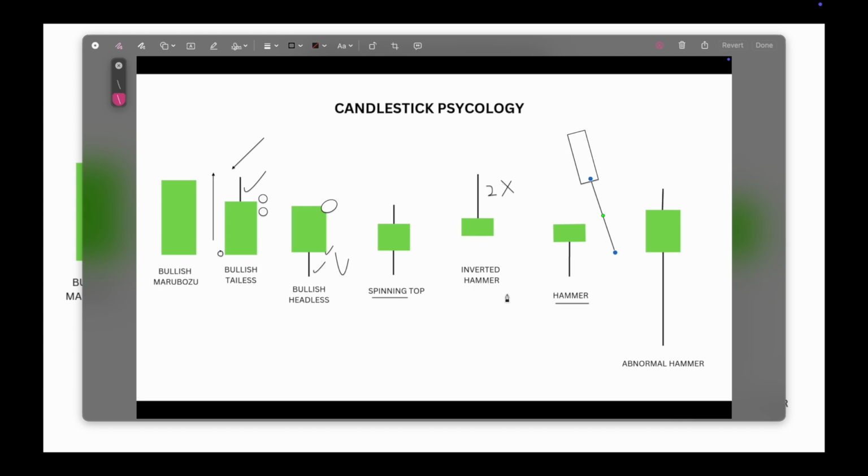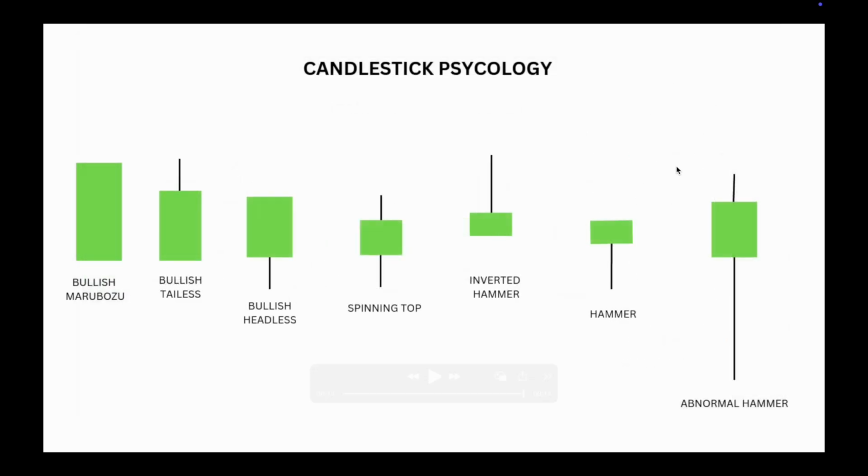And that is the abnormal hammer. Why is it abnormal? Because the wick size is 3x, 4x. If the wick size is more than 2x, then that is an abnormal hammer, and you have to stay away from those kinds of candles. Don't take any trade if you see a lot of wicks in the candles. That is why I'm always telling you, pay attention to the candlestick. Candlestick psychology is everything, guys.